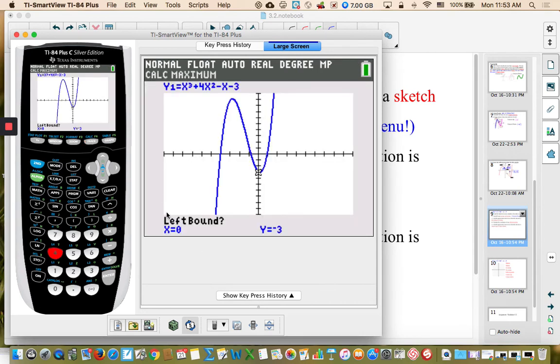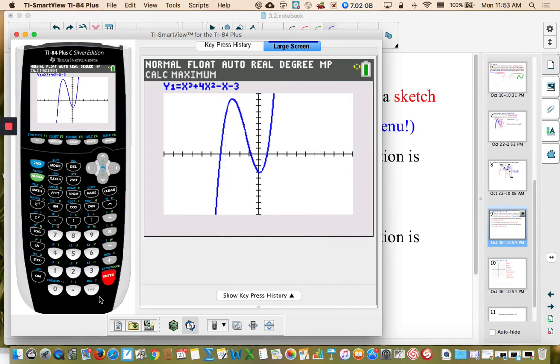Then you get this little screen here that says left bound, and then the next one is going to say right bound. So I need to move this cursor to the left. I'm going to use my left arrow and go all the way over that hump till I get to the left of the maximum. As soon as I'm to the left of the maximum, I press enter. Then it says right bound, so I need to go to the right of the maximum.